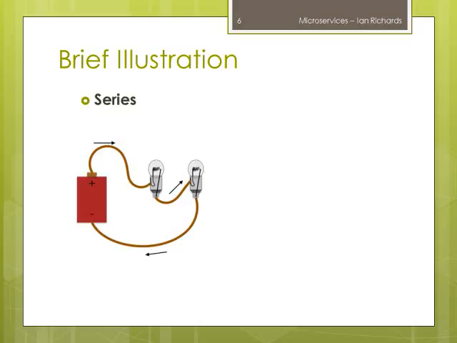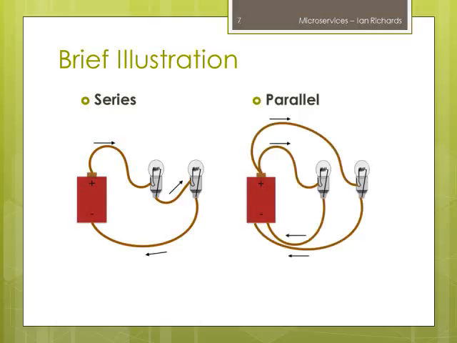A few decades ago, when we wired our home with Christmas lights, should one bulb burn out, we noticed that the entire circuit would go out as well. This is because the bulbs were wired in series. This is very similar to a monolithic architecture. Today, our Christmas lights are wired in parallel. Should one bulb go out, the rest will still be working, and this is where microservices will be effective when creating applications.